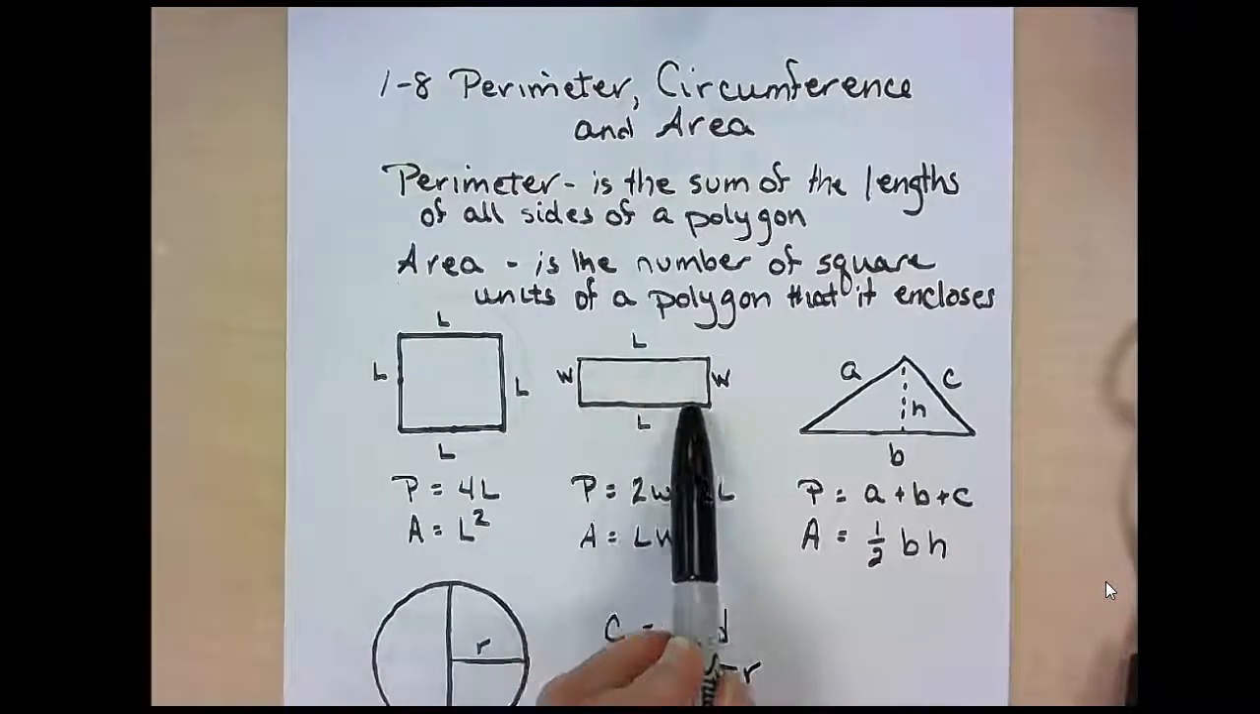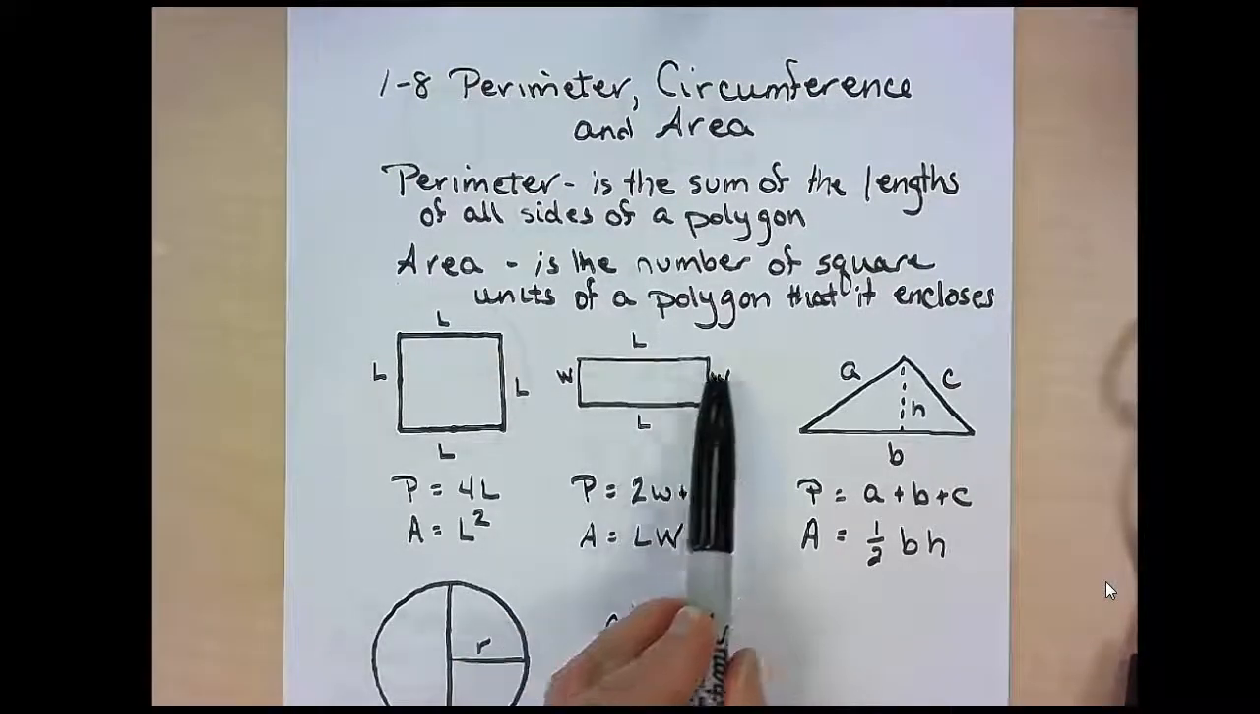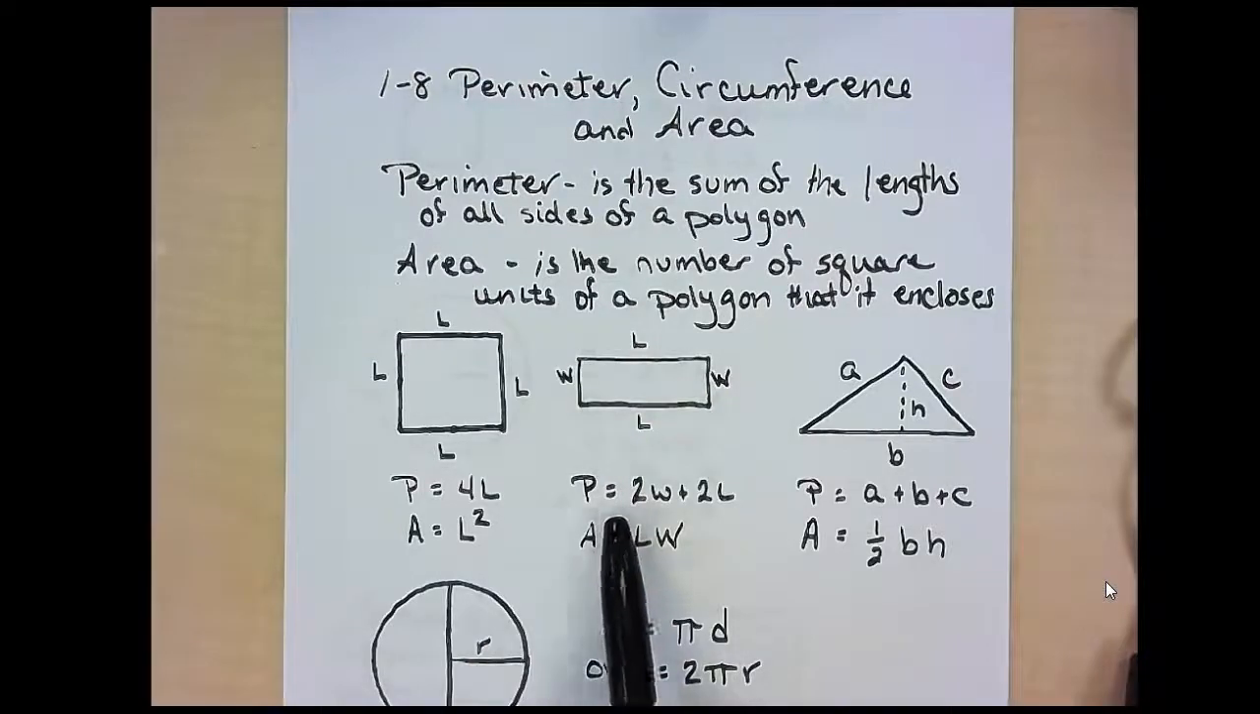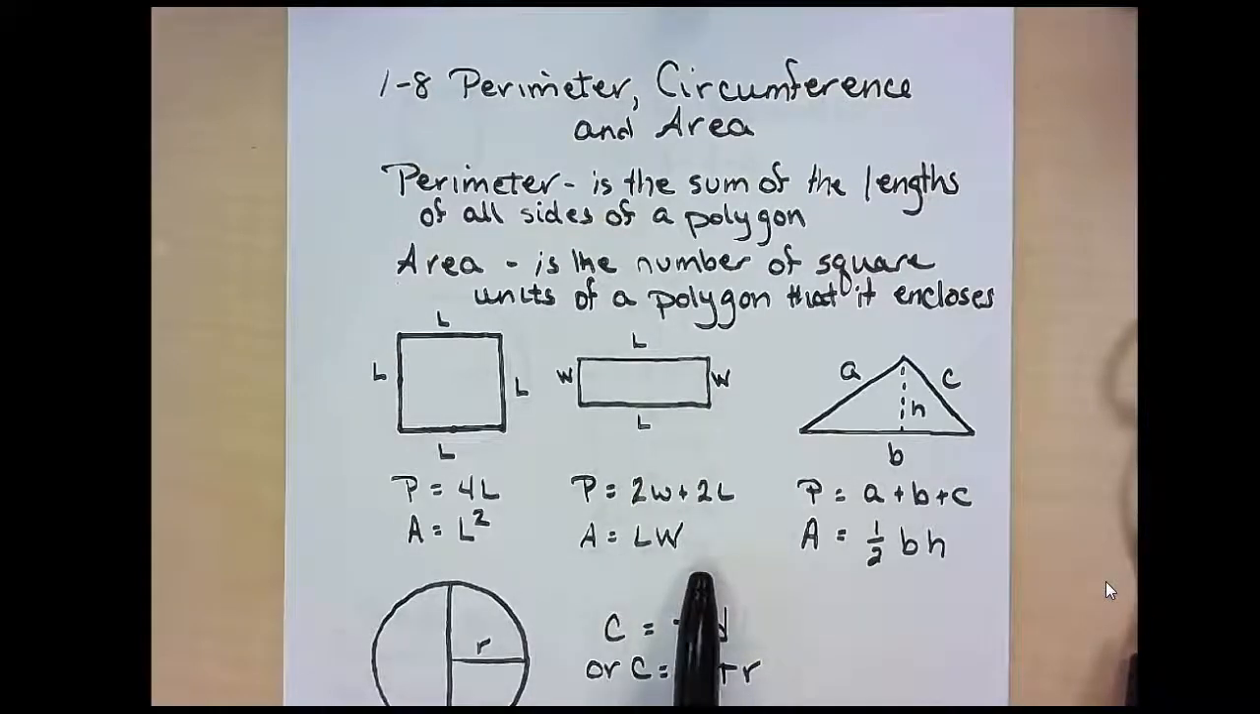When you have a rectangular shape, you add the 2 lengths, the 2 widths, so your perimeter is always equal to 2 widths plus 2 lengths. Your area is always length times width.